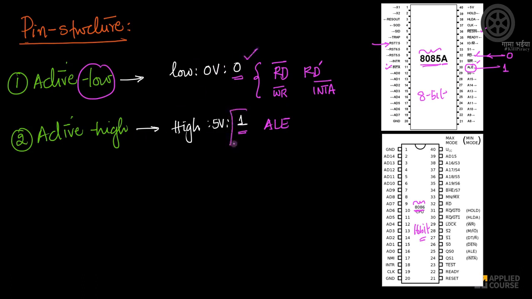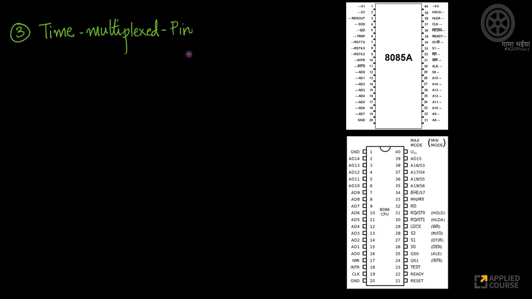Active high means when they are 1, they are active high. By default, everything is active high unless otherwise stated, right? So this ALE doesn't have a bar on top of it. That's why it is active high. Very simple concept. Then there is this concept called time multiplexed pins.